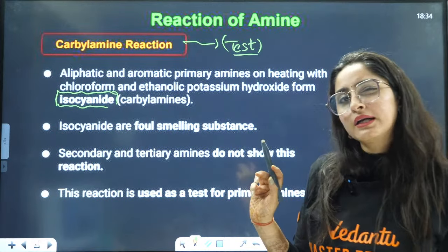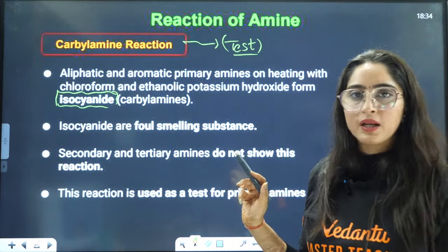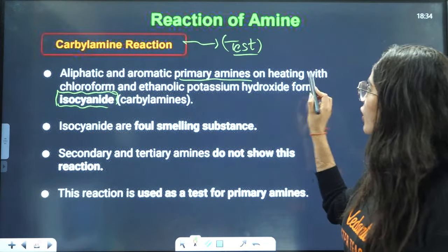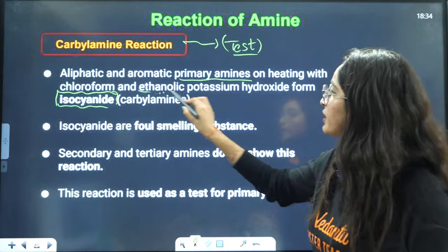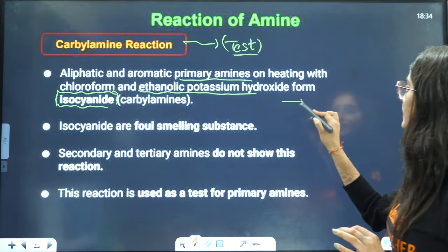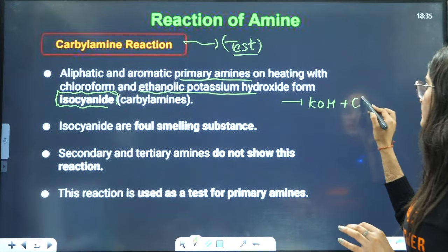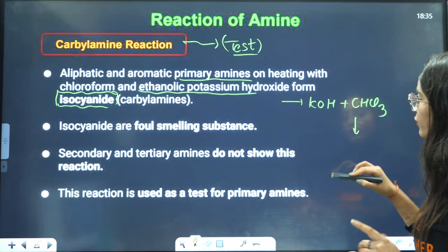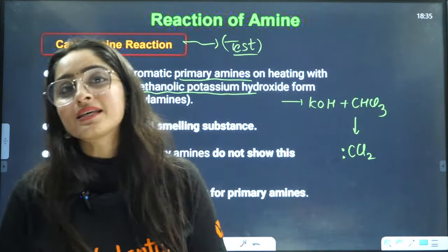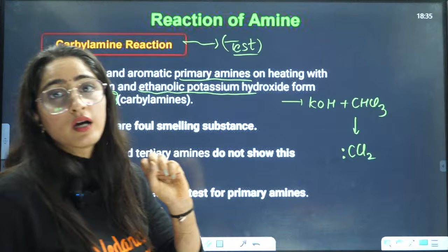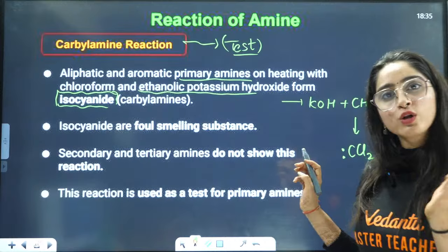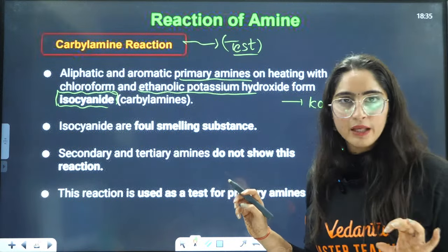It is somewhat similar to Hofmann bromamide, not similar, just one step is similar, right? Aliphatic and aromatic primary amines on heating with chloroform and ethanolic potassium hydroxide give isocyanide, basically KOH plus CHCl3, and here you will have the electrophile, that is dichlorocarbene, right? Carbene is acting as the electrophile here, so that is also important, which electrophile. This electrophile is also made in the Reimer-Tiemann reaction, right?